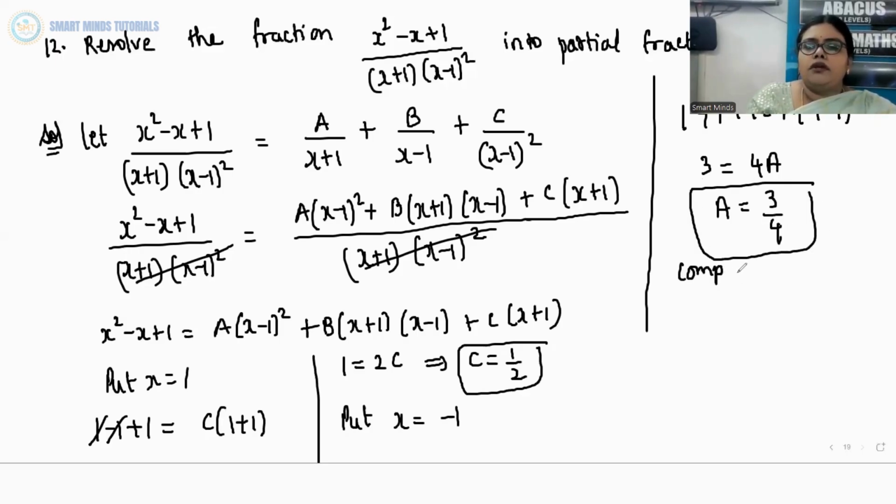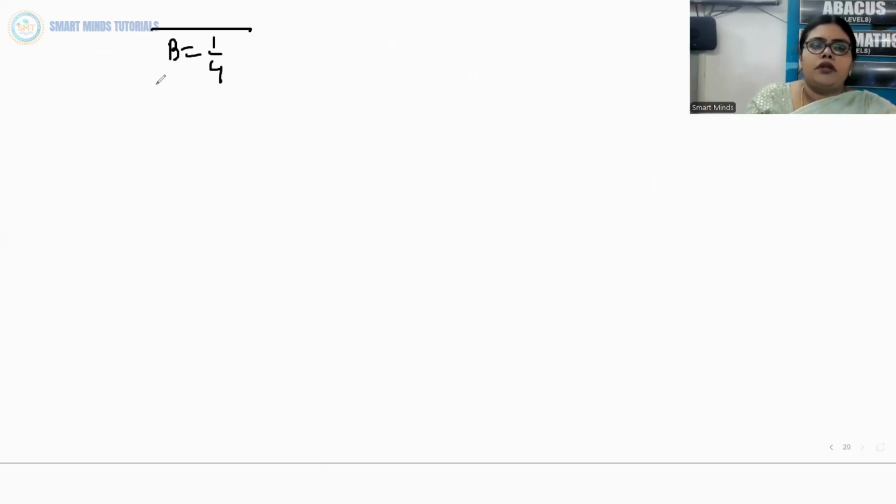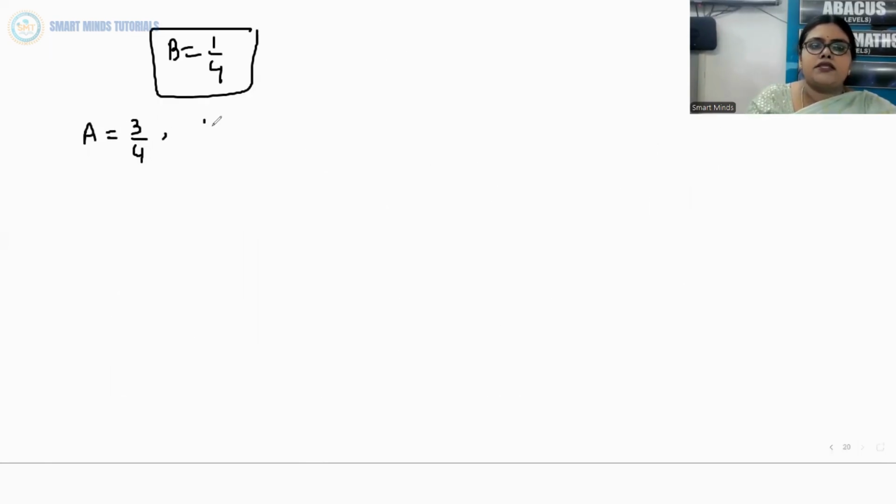Now to find b value, we need to compare coefficients of x square. On the left hand side, coefficient of x square is 1. And on the right hand side, if you expand this bracket, you get one x square term. What is the coefficient of that x square? It is a. And in the second term also, if you multiply these two terms, you get one x square. What is the coefficient of x square? That is b. So b is 1 minus a. So b is 1 minus 3 by 4. So you get b as 1 by 4. Now we already got a and c values. a is 3 by 4 and c is 1 by 2.